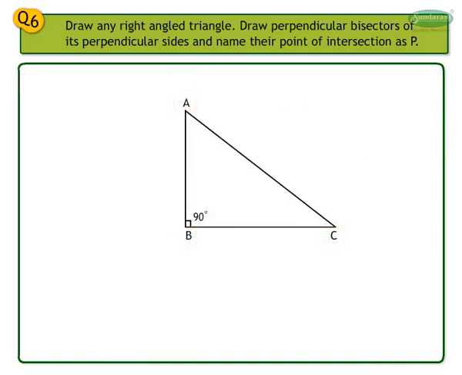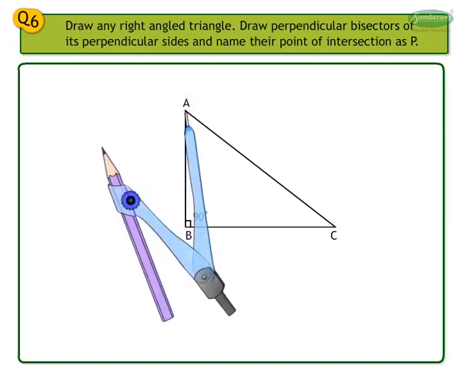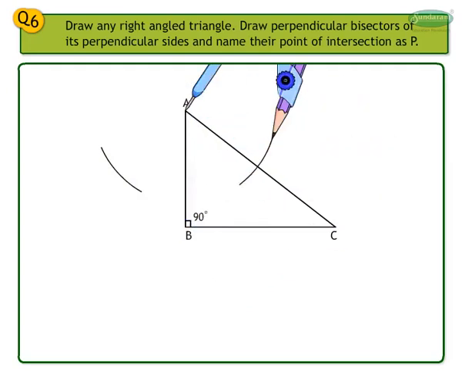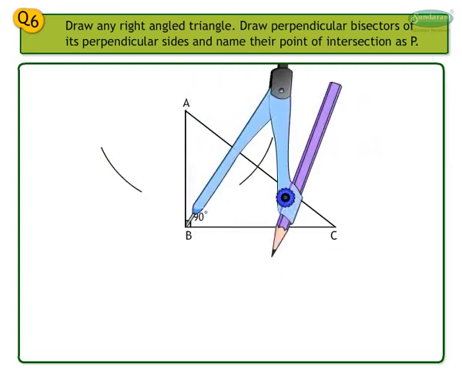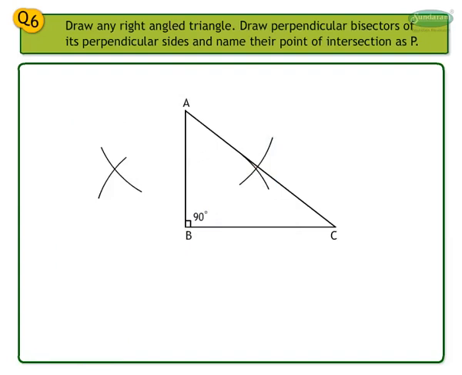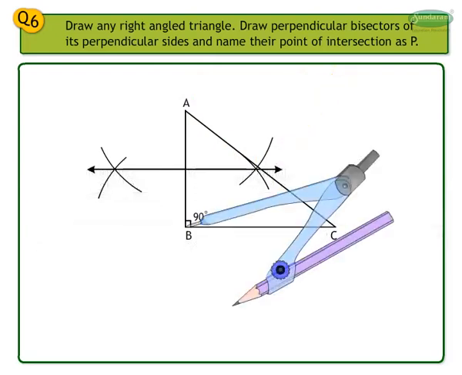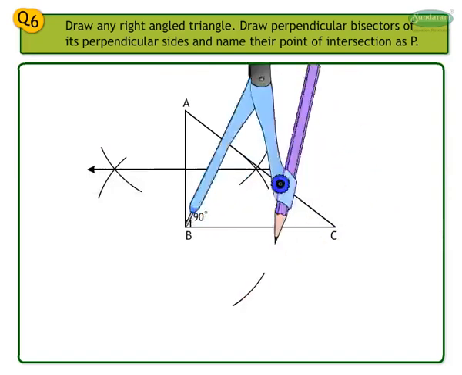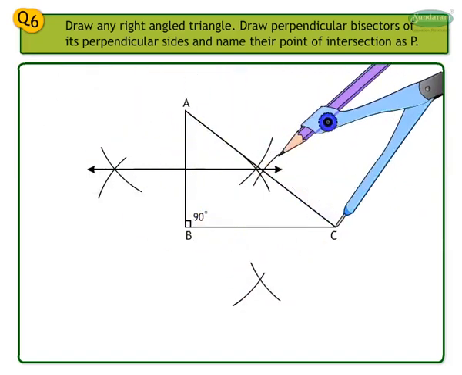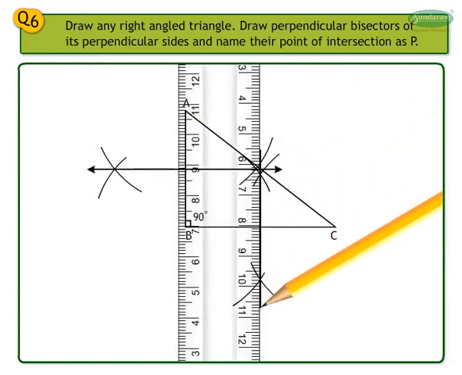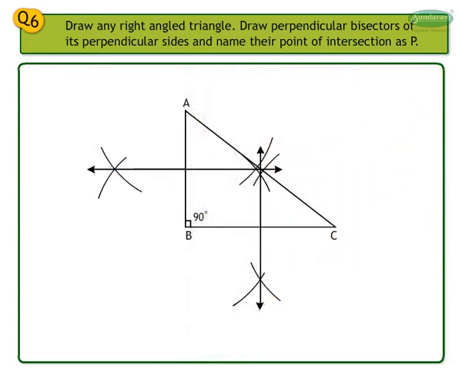We know that sides AB and BC are the perpendicular sides of triangle ABC. So draw their perpendicular bisectors. Take A and B as centers and with more than half length AB as radius, draw arcs intersecting left and right of side AB. Draw a line passing through their points of intersection. Then take B and C as centers and similarly draw perpendicular bisector of side BC. We can see that both the perpendicular bisectors intersect at a point on the side AC. Mark it as P. We have drawn the required figure.